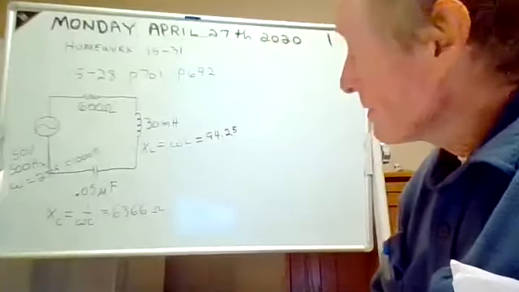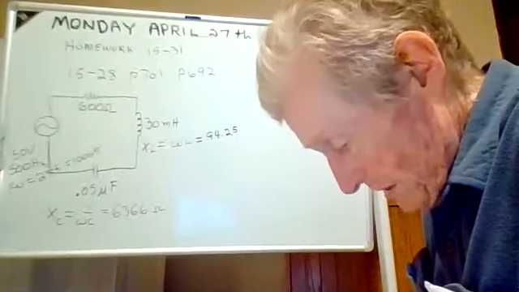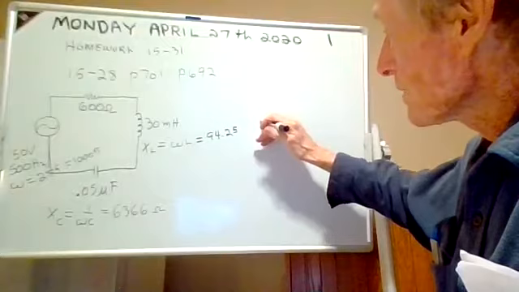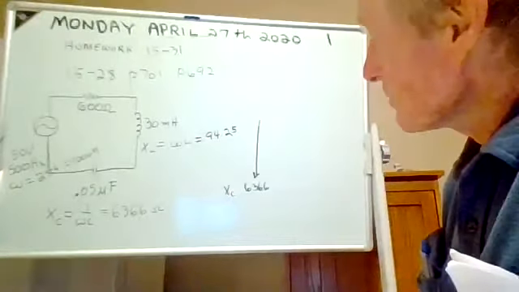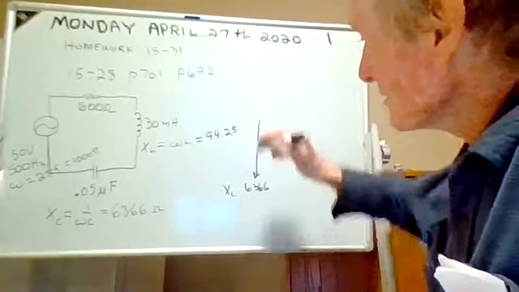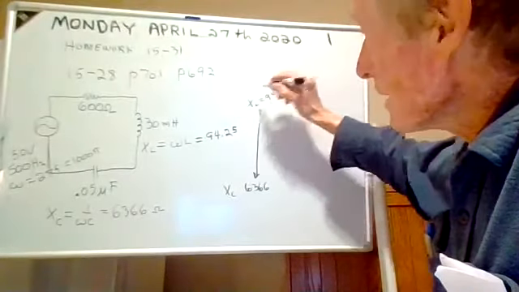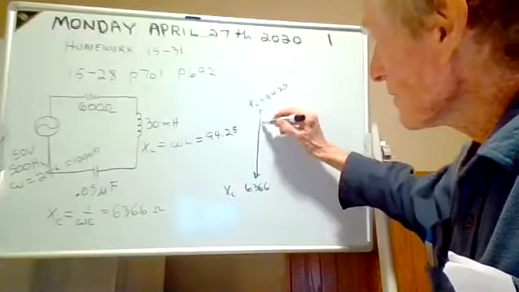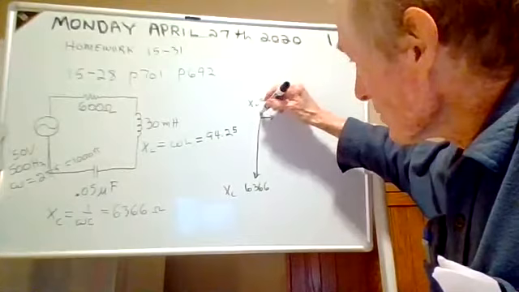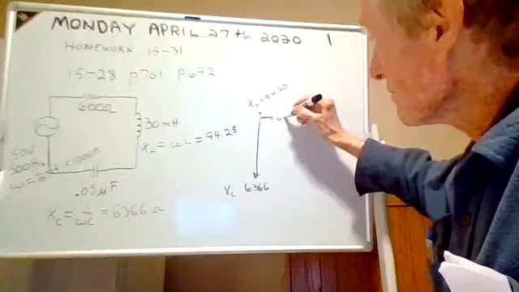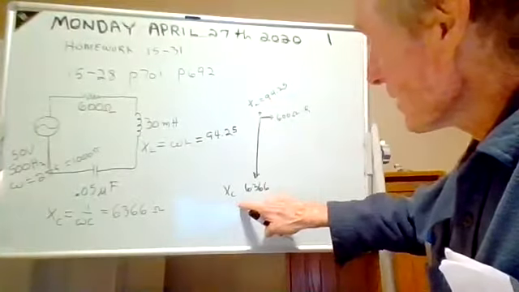Okay, and now we're going to draw our impedance diagram. Here we go. Well, gee whiz, 6,000? I can't help it. That's what it says. Here comes the impedance diagram. You've got 6,366 for XC. XL is only a tiny amount, only 94.25. R is 600, so that's about like this. XL is even smaller, just teeny tiny. This is 600. That's your R.